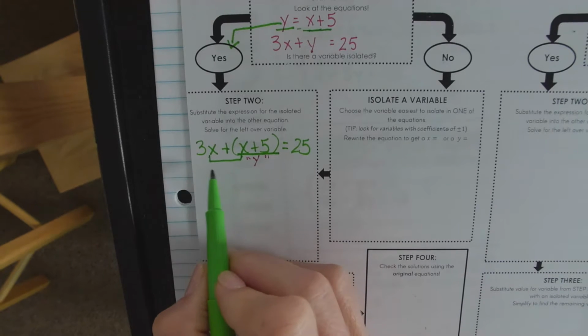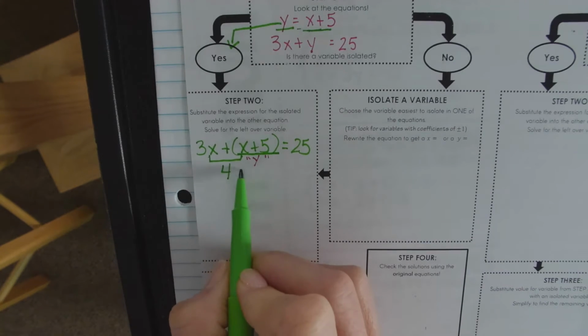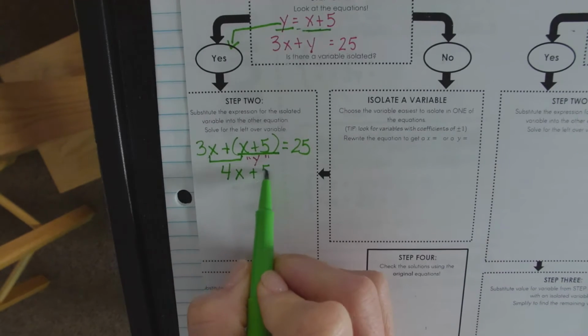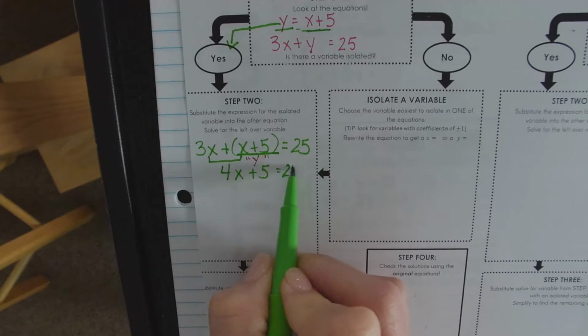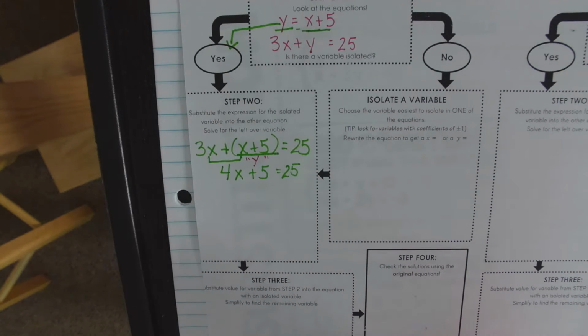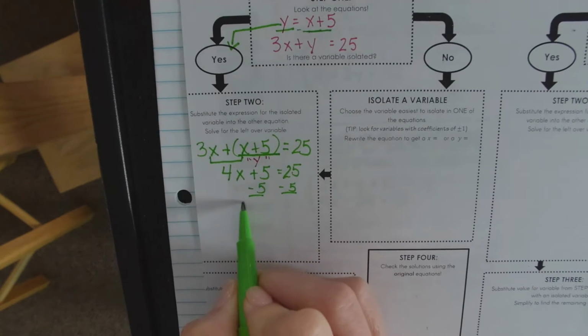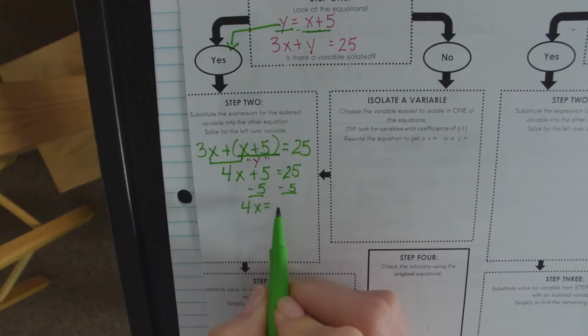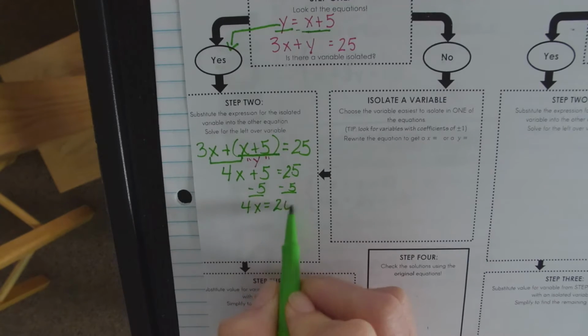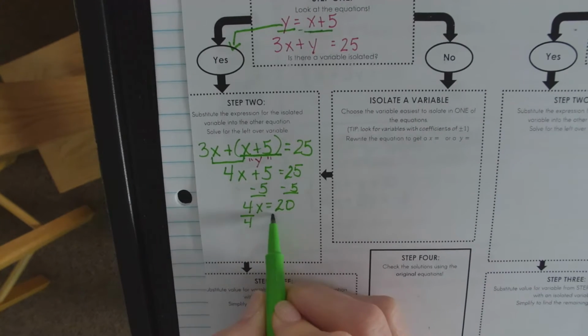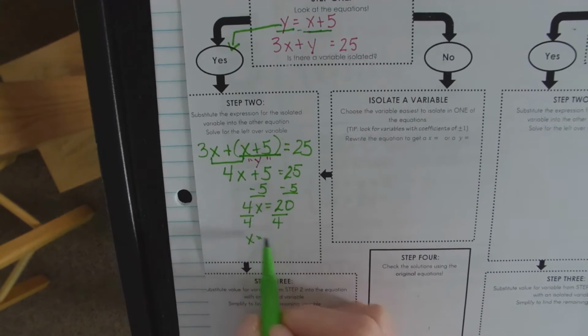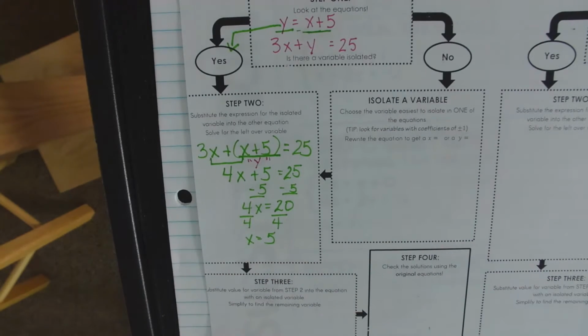All right. So we have 4x plus 5 equals 25. Now we're just at a two-step equation, right? Take 5 away. 4x equals what? 20. Divide by 4. X equals 5. Halfway there.